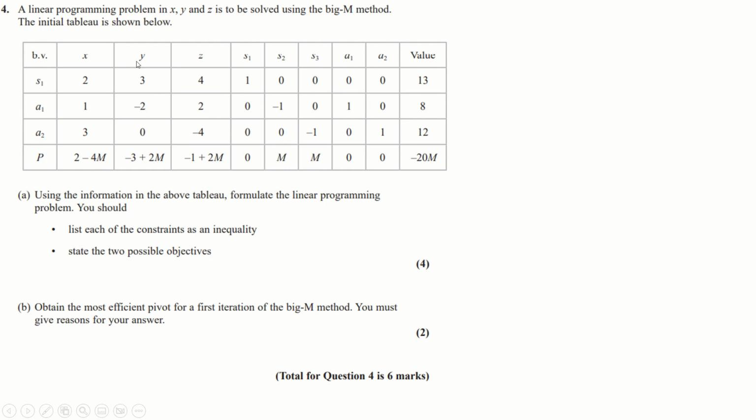So we've got 2x plus 3y plus 4z is less than or equal to 13 because they've added in a slack to put it in the table, so that must be a less than. And then this row says x minus 2y plus 2z is greater than or equal to 8 because they've added in an artificial and taken away a slack, so that must be that way around. And then this one is just 3x, no y, minus 4z, and again it's greater than because there's an artificial, so we get that.